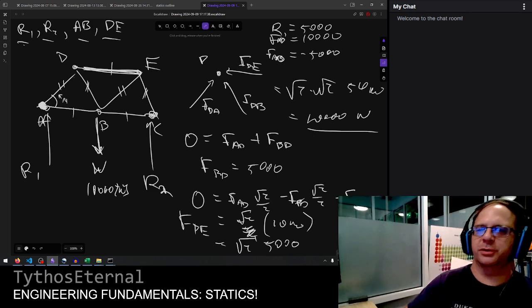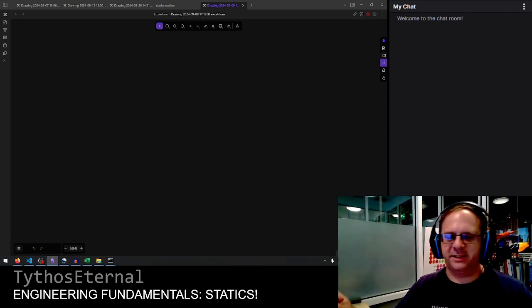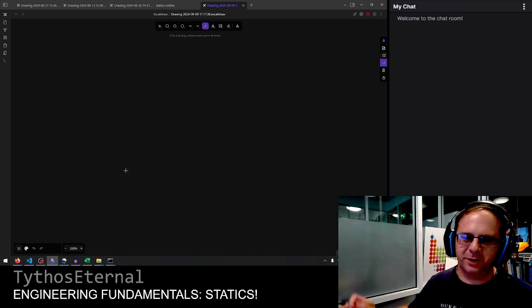So now we have our forces and nodes. That's a lot, isn't it? I'm not even going to bother looking at how much time has passed.